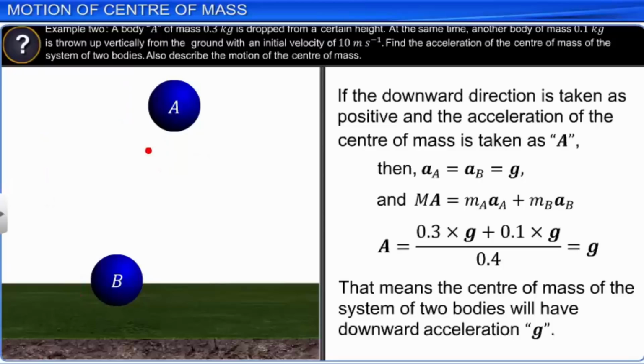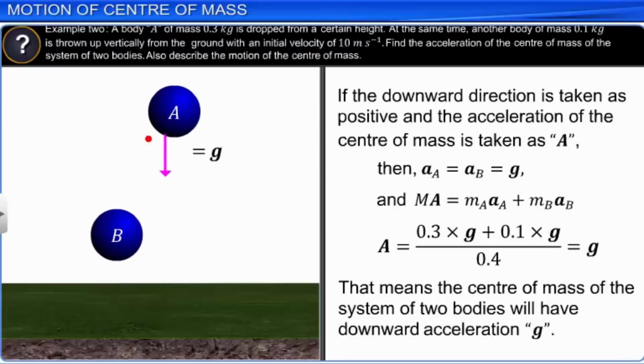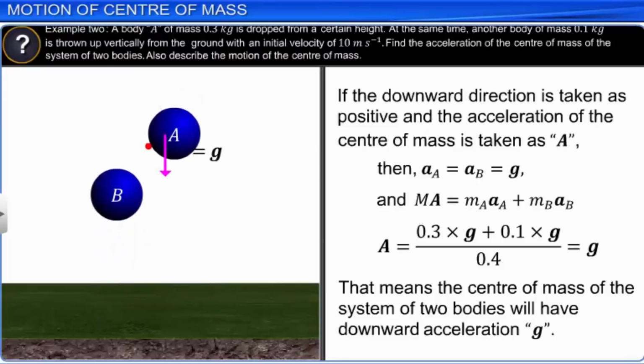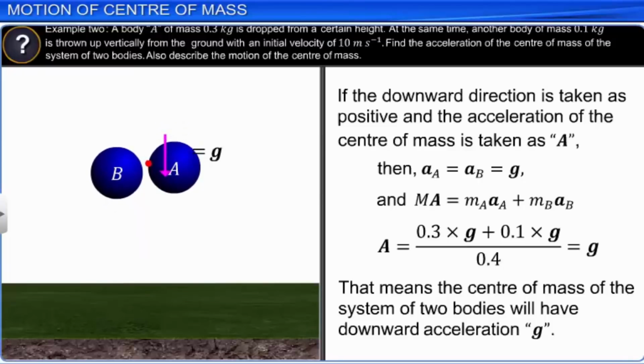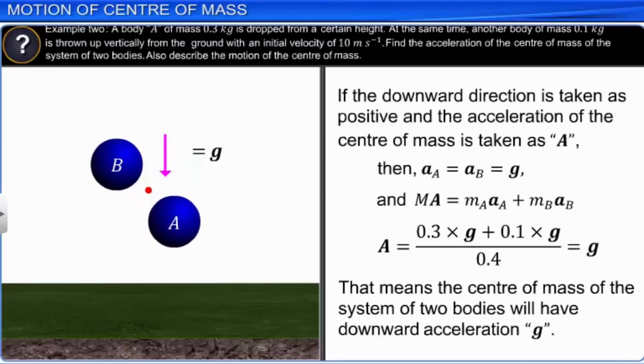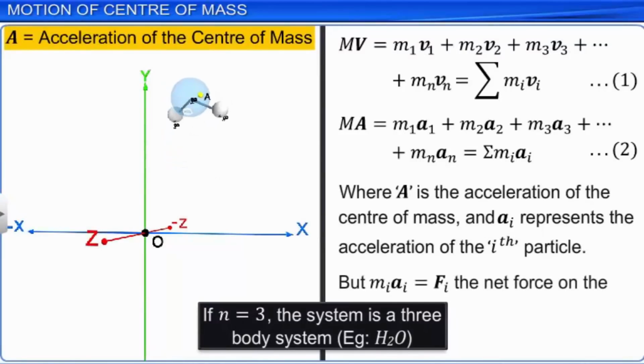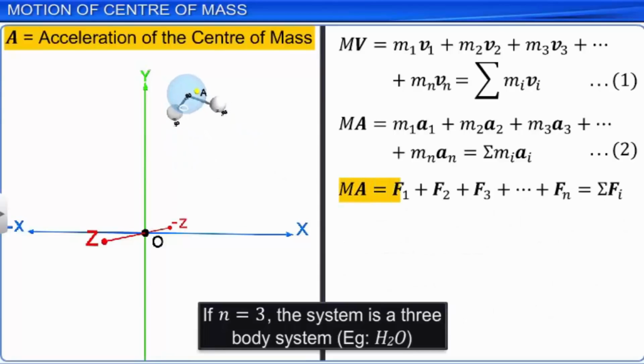Since the center of mass has initial velocity in the upward direction and acceleration in the downward direction, it initially moves up with decreasing velocity, reaches a maximum height and then starts moving down. But miai is equal to Fi, equal to the net force acting on the ith particle. MA is equal to F1 plus F2 plus F3 and so on, plus Fn, which is equal to sigma Fi.